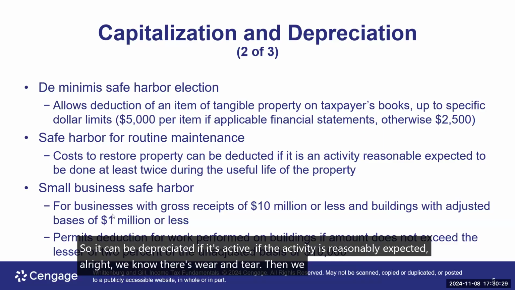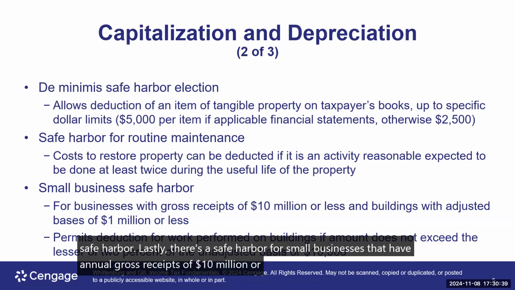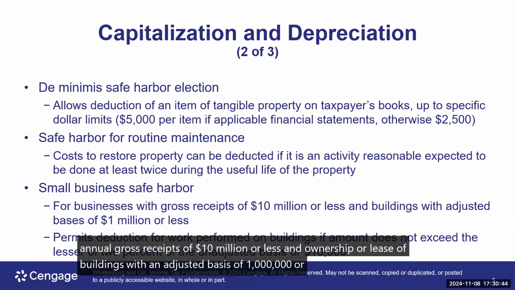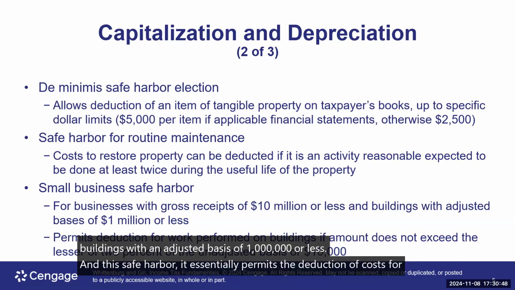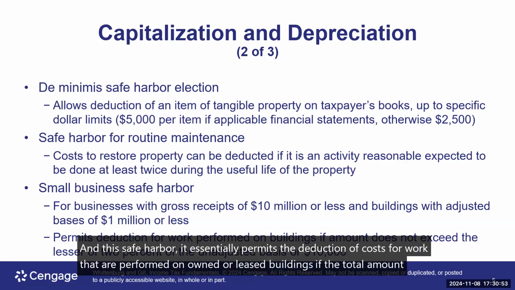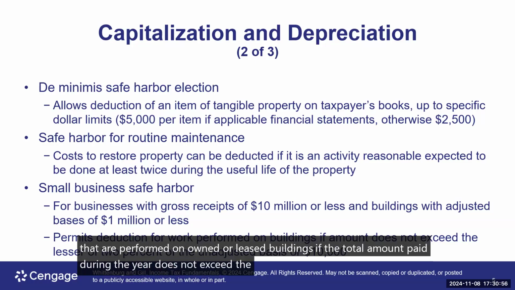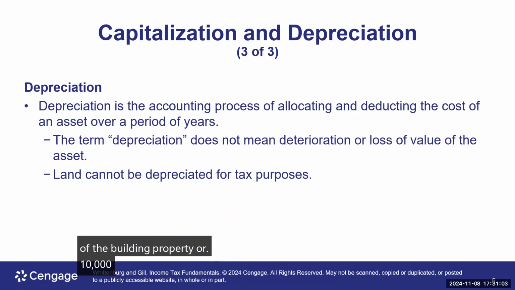Then we have the small business safe harbor. Lastly, there's a safe harbor for small businesses that have annual gross receipts of $10 million or less, and ownership or lease of buildings with an adjusted basis of $1 million or less. This safe harbor essentially permits the deduction of costs for work performed on owned or leased buildings if the total amount paid during the year does not exceed the lesser of 2% of the unadjusted basis of the building property, or $10,000.